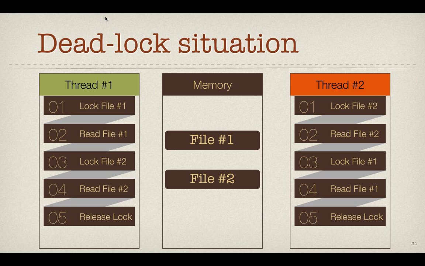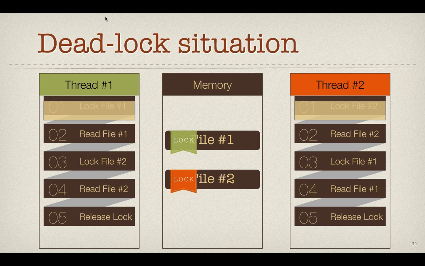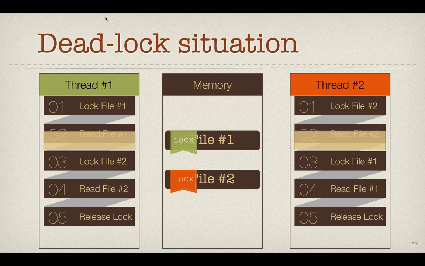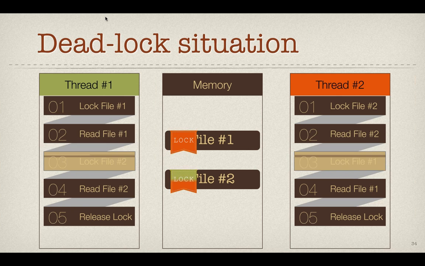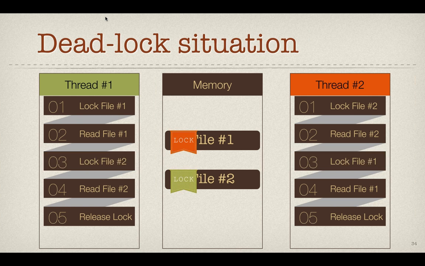So whatever I explained earlier is displayed over here pictorially. Thread 1 has acquired lock on file 1, and thread 2 has acquired lock on file 2. Both threads have read the contents of their files, and then they are trying to acquire locks on the other file, but it is already locked by the other thread. They cannot do that. So what happens? They will always be trying to acquire lock on something or other.